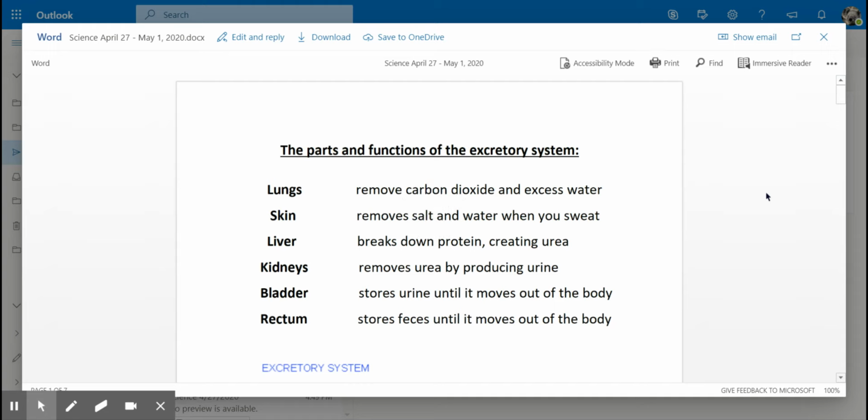Hi, boys and girls. Today we are going to continue with science, and we are talking about the different parts of the body. We're talking about the excretory system, the respiratory system, the arteries, veins, and capillaries, and the functions of the blood. The parts of the excretory system are the lungs, the skin, the liver, the kidneys, the bladder, and the rectum. I'm going to read to you what each of them do as you look at the picture.